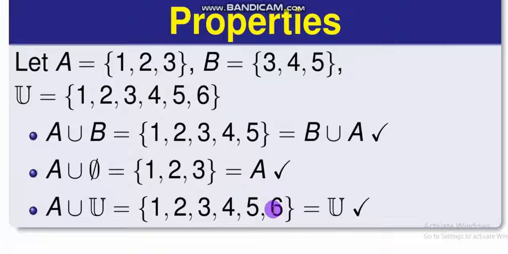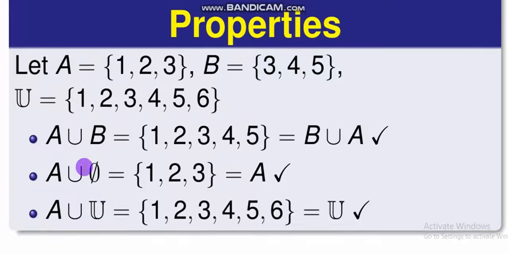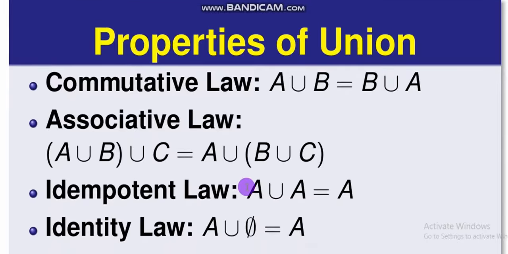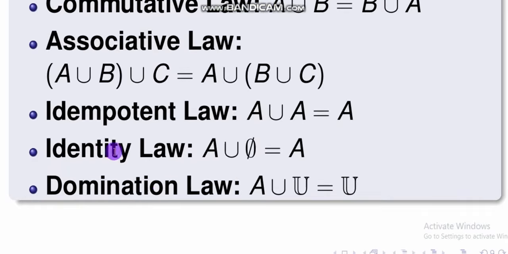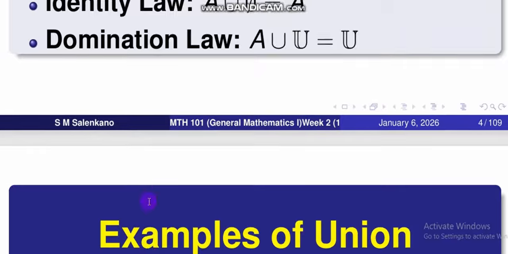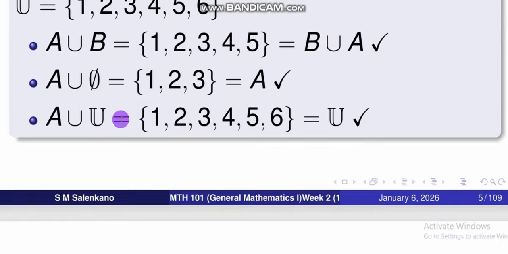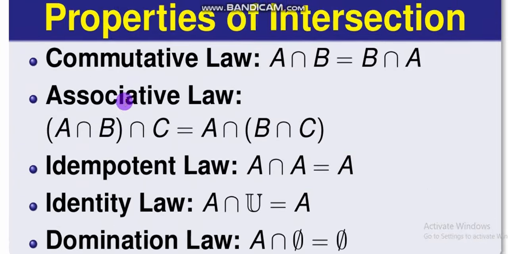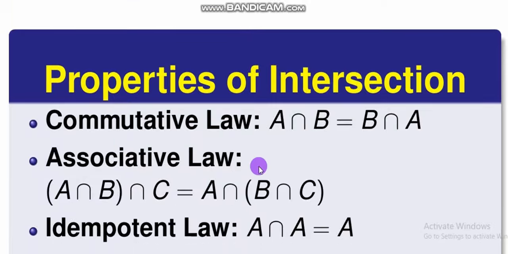You see, my result will be the same as the universal set. So I'm going to have this universal set at the end. So A union the universal set will be the same as the universal set, which we call domination law. You see, domination law. And this is the identity law, the one for the null set. Okay, what about the properties of intersection?